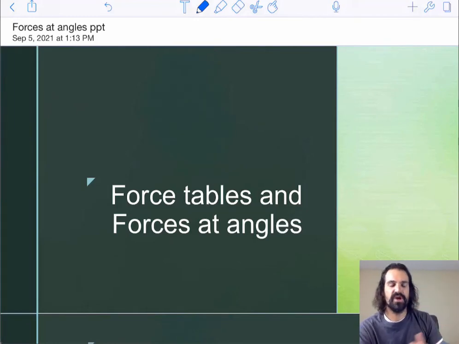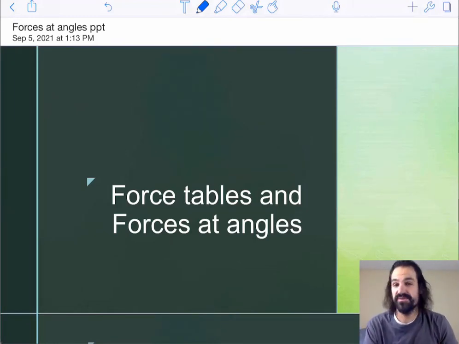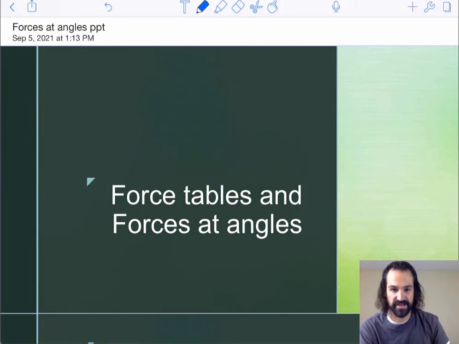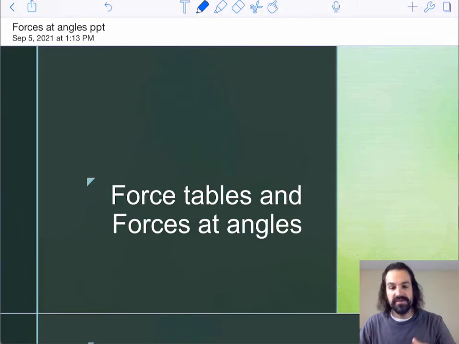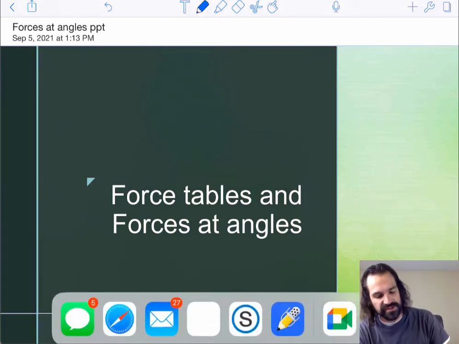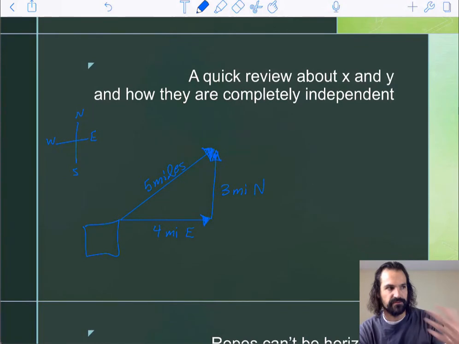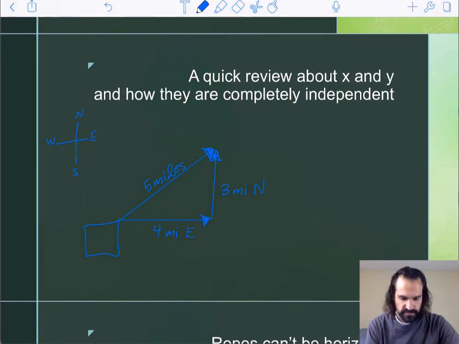All right, I'm going to try to introduce force tables and what to do anytime you have forces at angles. Because it's very important to understand that in physics, anytime there's something at an angle, whether it be how far you go, or how fast you're going, your velocity, or how hard an object is being pushed or pulled, a force, it can be completely broken down into x and y versions or components of it.